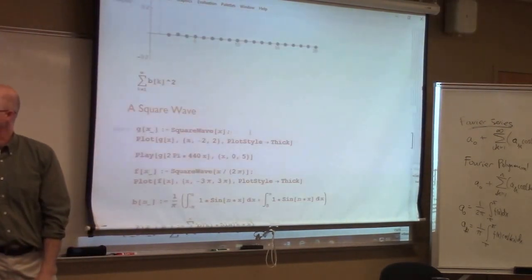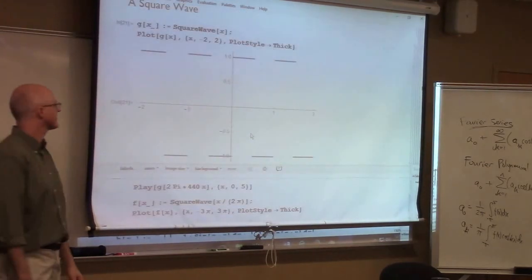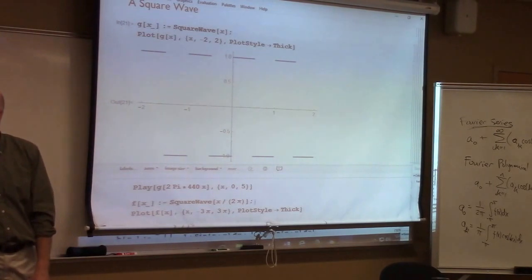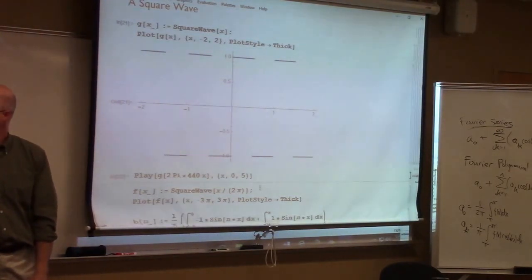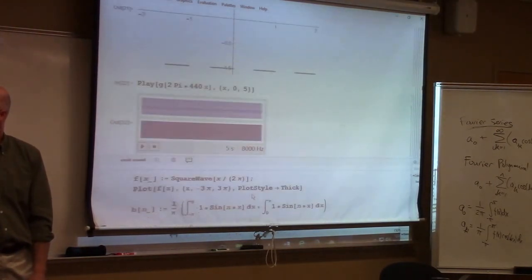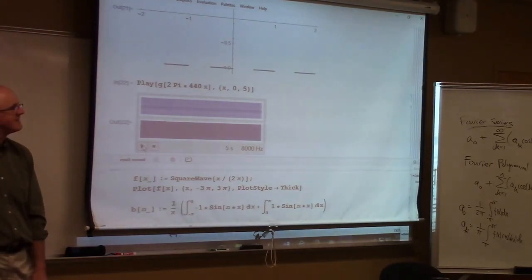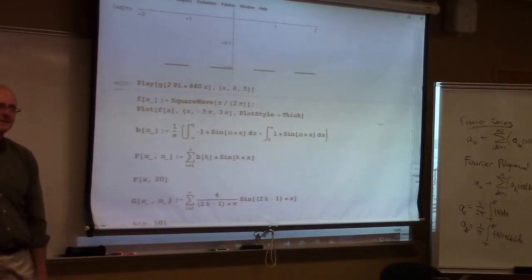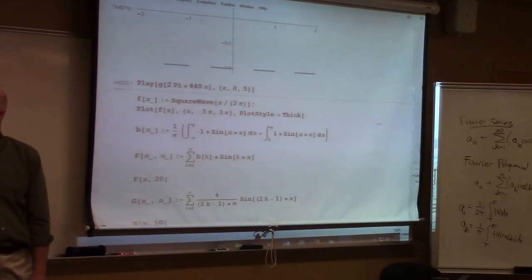What about a square wave? A square wave looks like that. What does it sound like when you increase its frequency overall to 440 hertz? It sounds like this. I don't know how different that is from the other one.